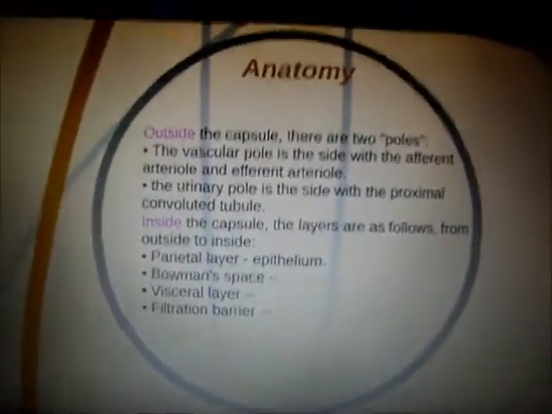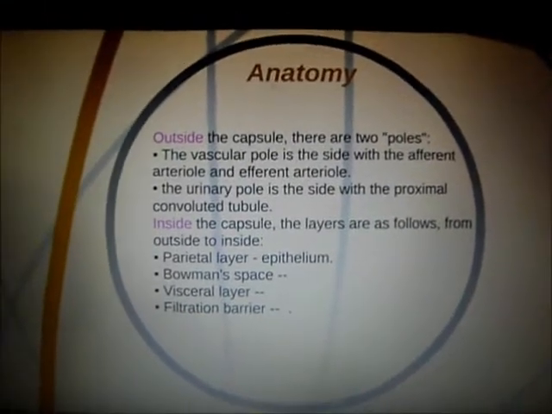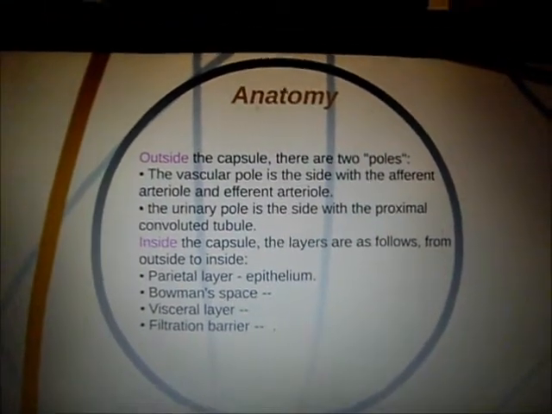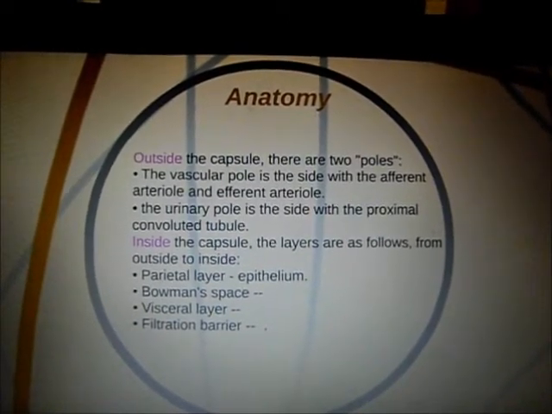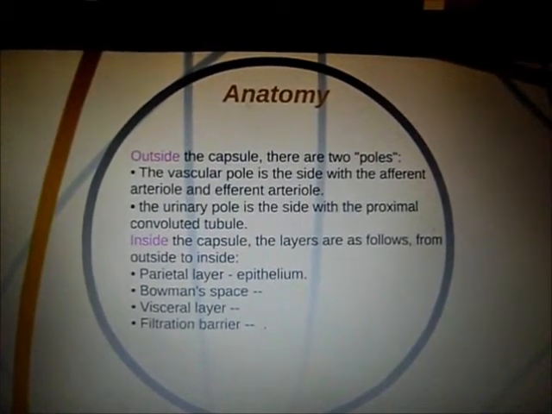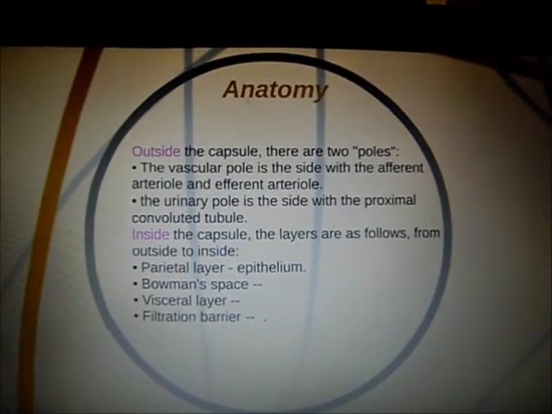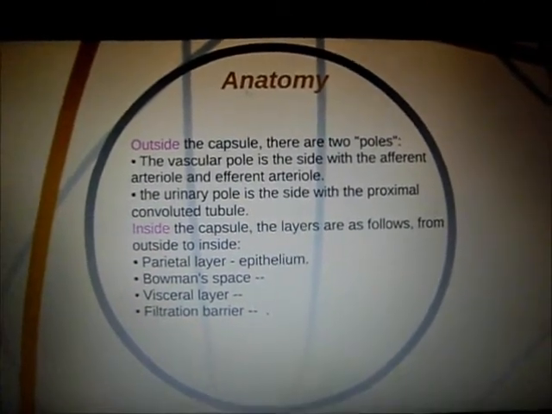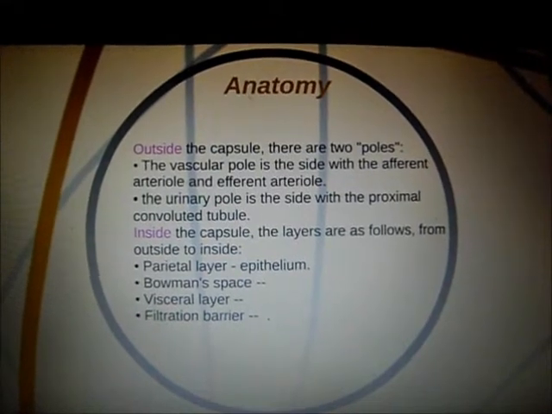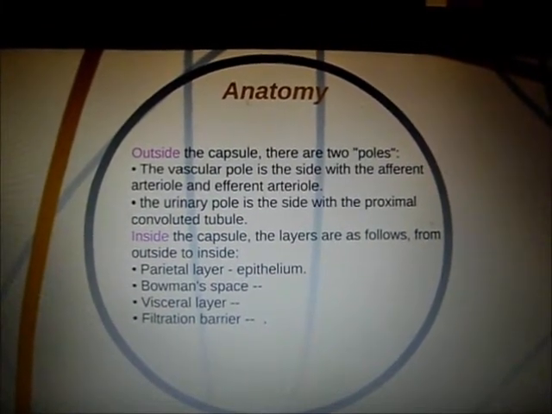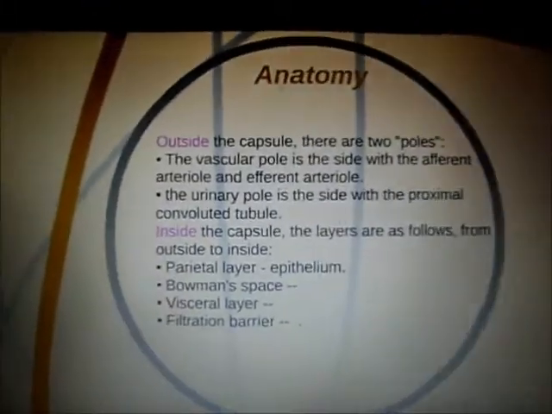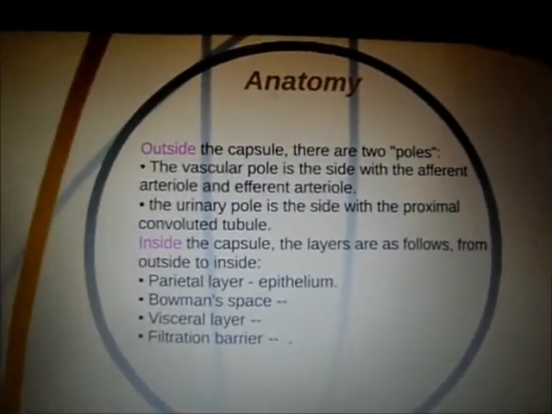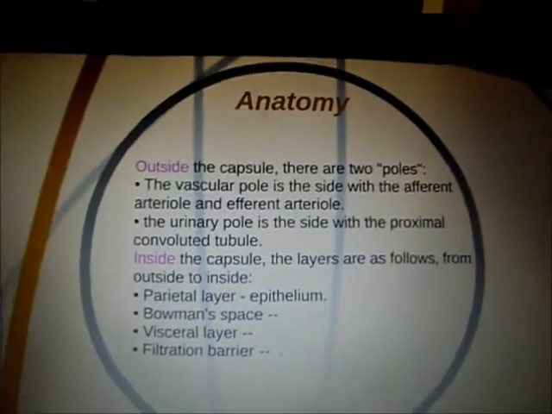Anatomy. Outside the capsule there are two poles. The vascular pole is the side with the afferent arteriole and efferent arteriole. The urinary pole is the side with the proximal convoluted tubule. Inside the capsule, the layers from outside to inside are: parietal layer, epithelium, Bowman's space, visceral layer, filtration barrier.